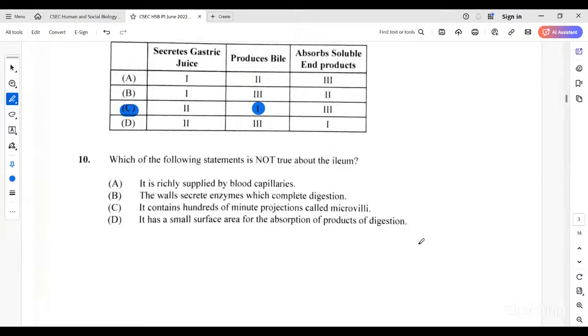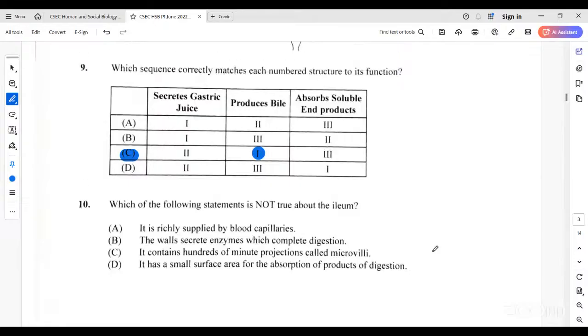Number 10. Which of the following statements is not true about the ileum? The ileum is one of the parts of the small intestine. The small intestine is broken into 3 parts: the duodenum, the ileum, the jejunum. So for 10, they're asking about the ileum. It is richly supplied by blood capillaries. The wall secretes enzymes which complete digestion. It contains hundreds of minute projections called microvilli. It has a small surface area for the absorption of products of digestion.